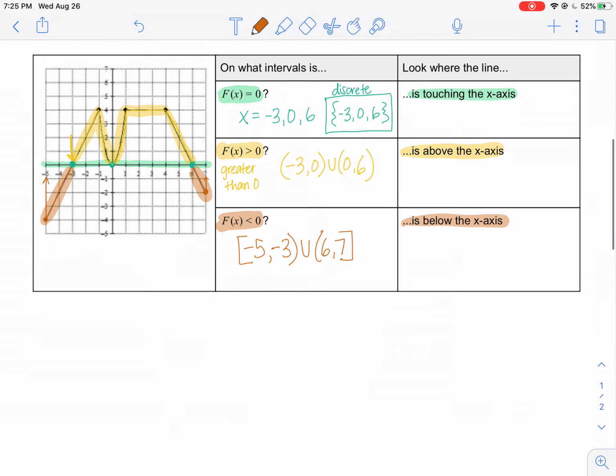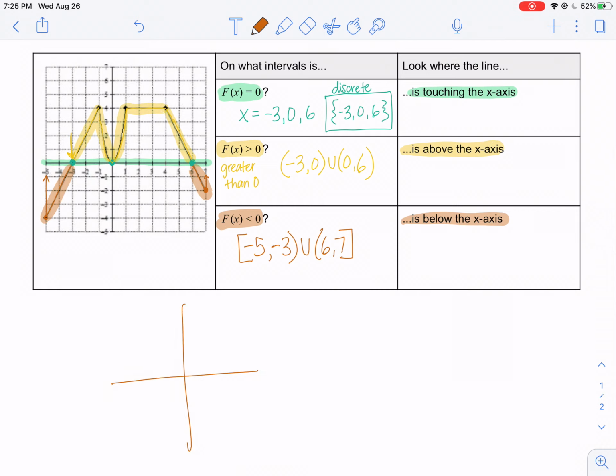So if you were thinking about a graph that goes up and down a lot, I would say that this portion is below, this is where it touches the x-axis, and this is where it is above. So I would write the intervals for each of those differently.